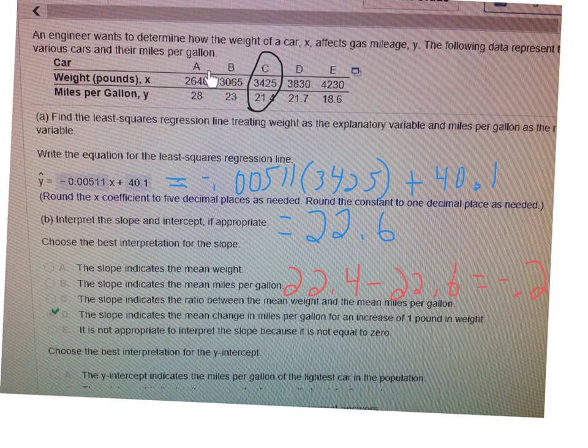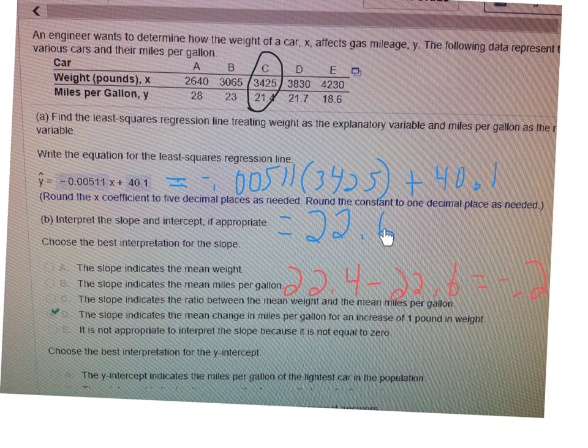So if a car weighed 3,425 pounds, what would be the predicted value? So you want to replace X with that weight, and that's what I've done here, and I've used my calculator, and I come up with 22.6, rounded to the nearest two places, or one place, I guess.